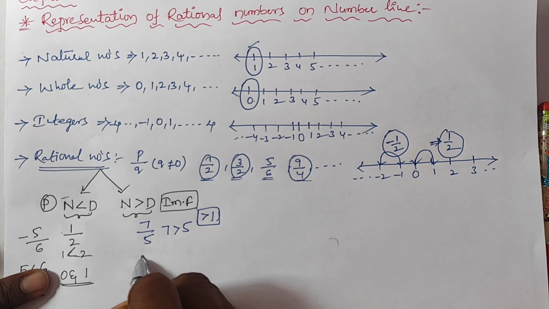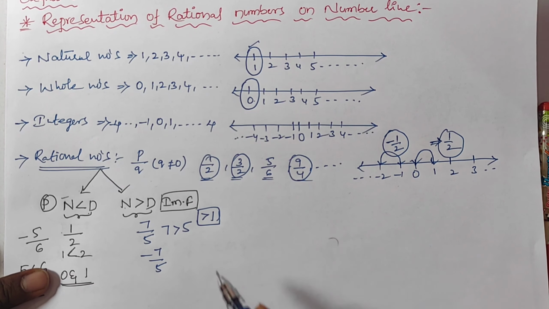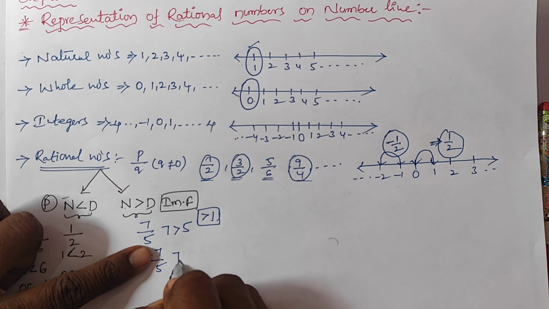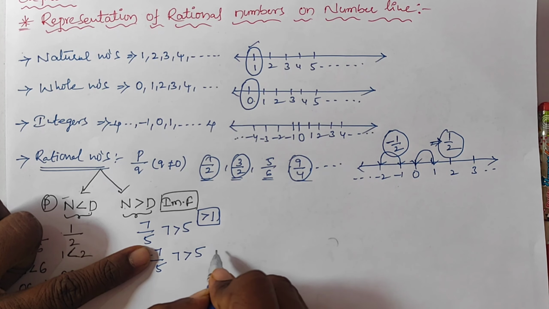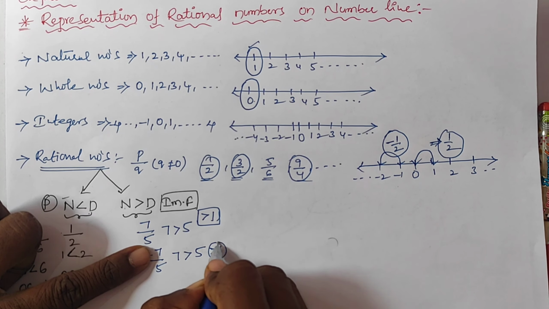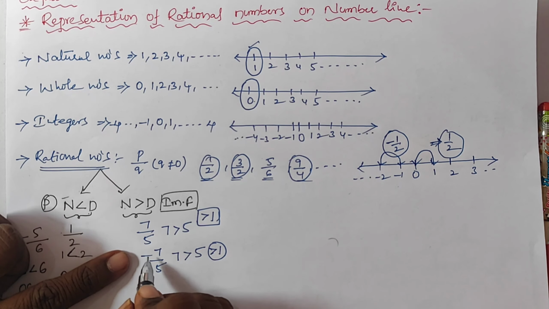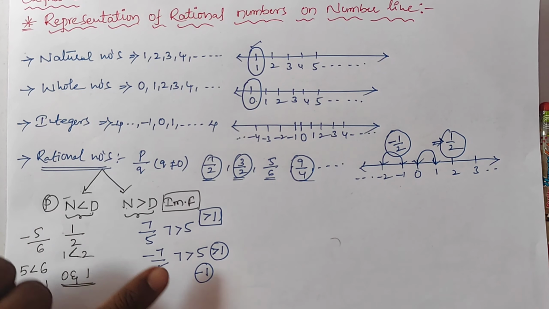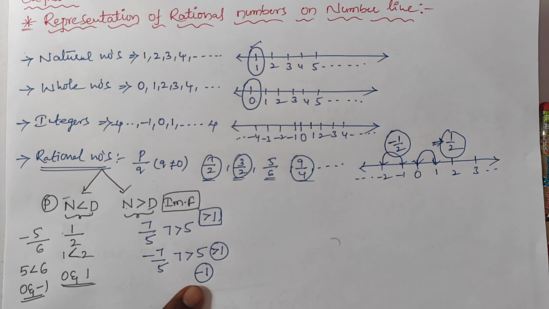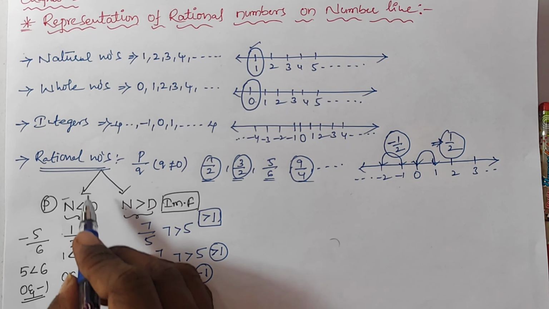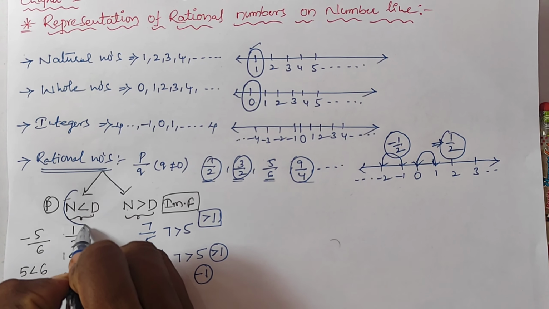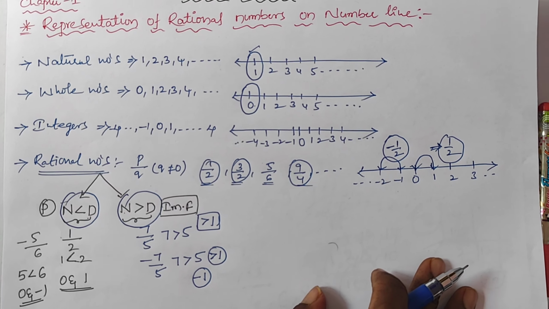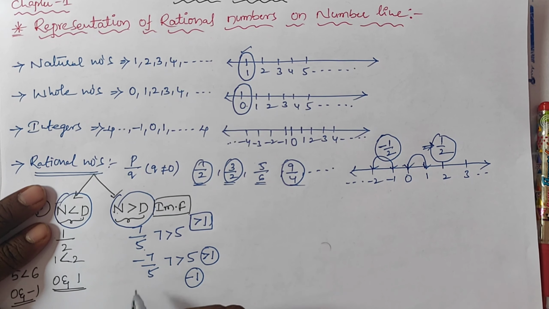Suppose minus 7 by 5 is there. Now negative is there, so first we have to neglect this minus sign. Again 7 is greater than 5, isn't it? So the value will definitely be greater than 1. Here minus is there, so it is greater than minus 1. Are you getting it? You just have to check whether it is in the form of a proper fraction or an improper fraction. Now I am considering 7 by 5 only.